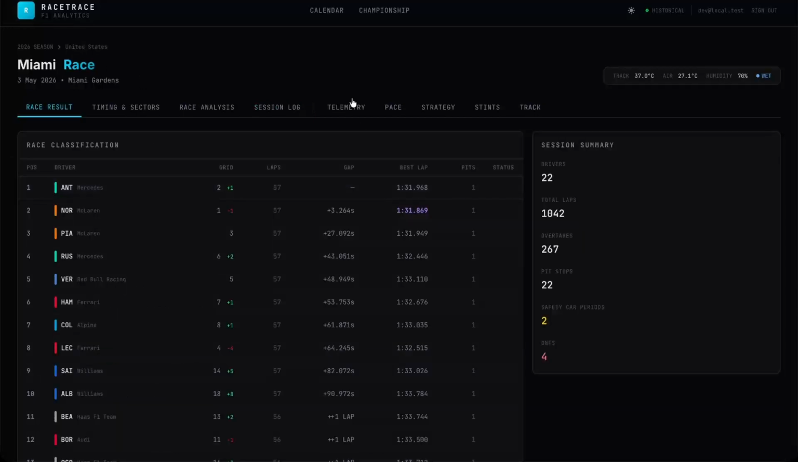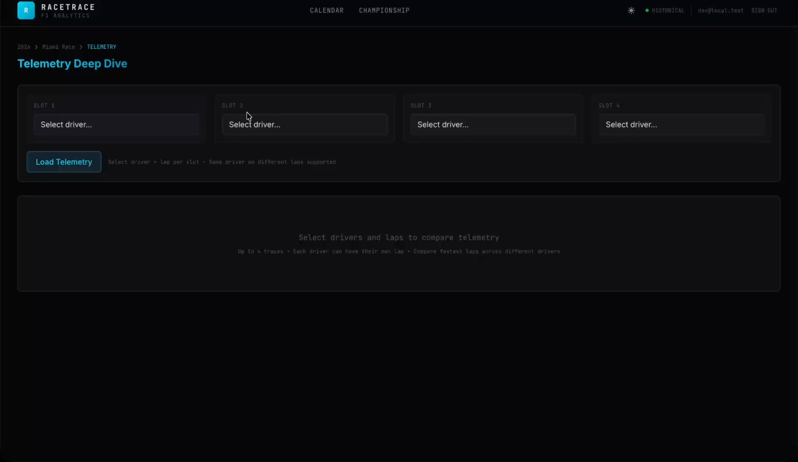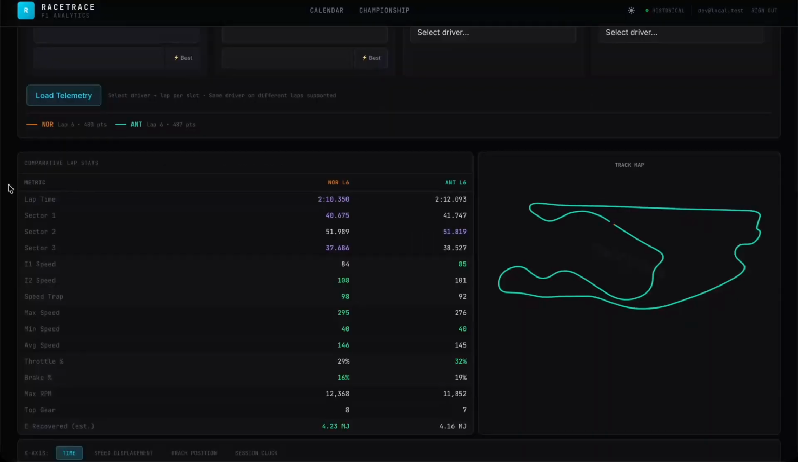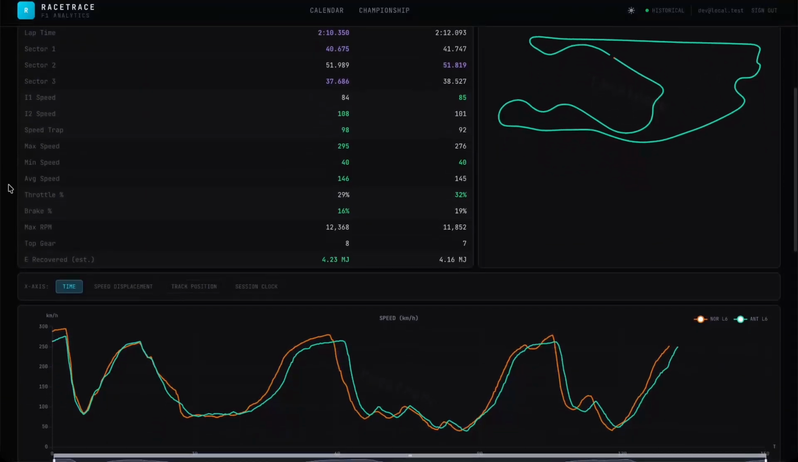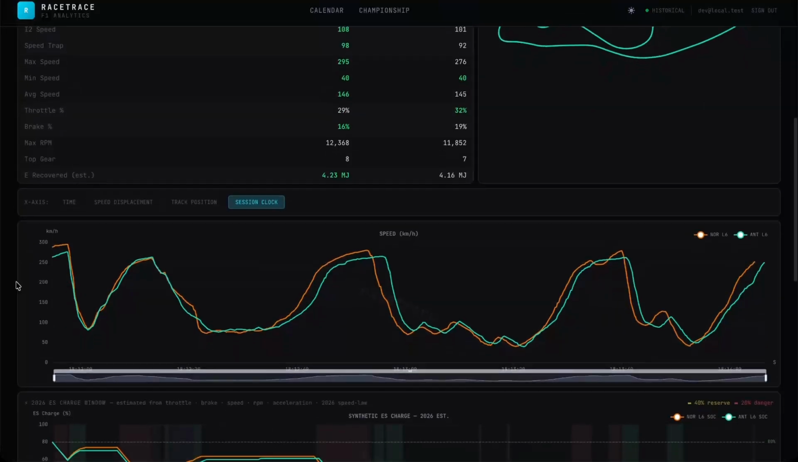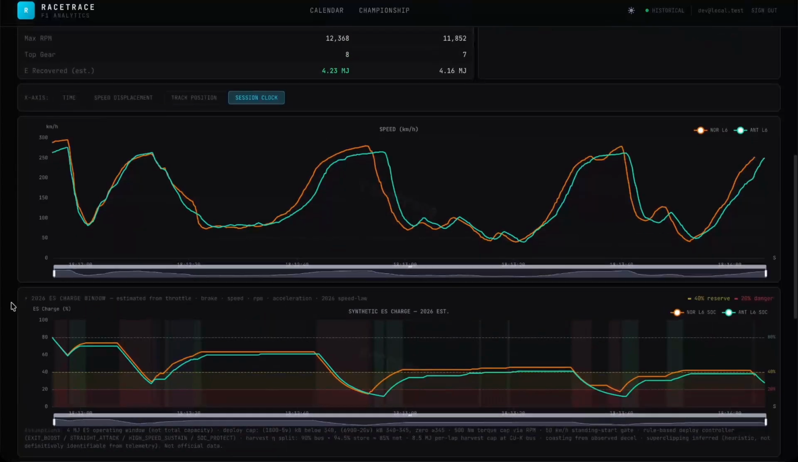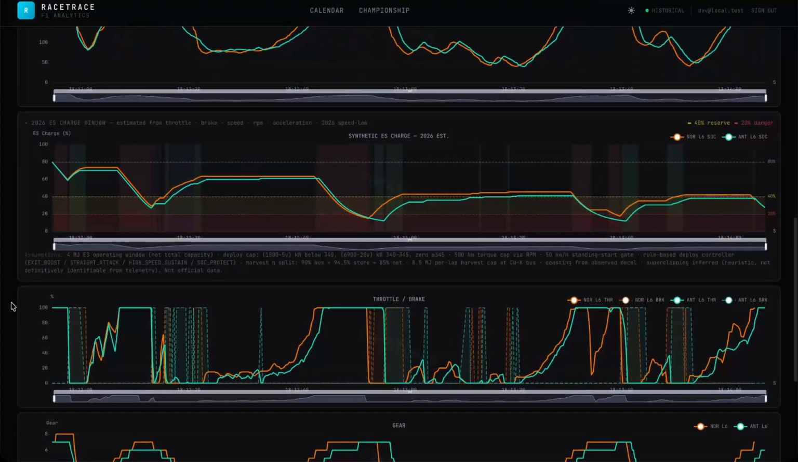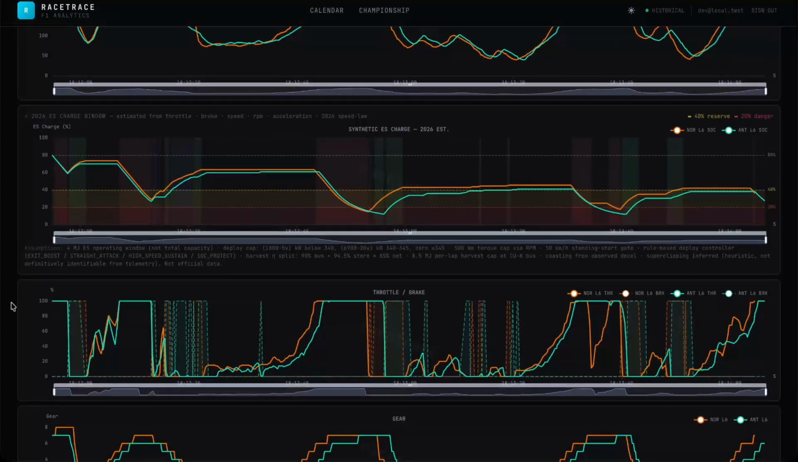I'm going to move over to the Miami race now for some examples of telemetry. So we can look at an overtake. For example, I'm going to look at Norris versus Antonelli on lap 6. We can see the 2 lap times, and we see the relative positions. From this one, it's probably more informative to look at it on the session clock. We can see the difference in speeds, how the two drivers are achieving their different lap times, as well as the relative state of charge and the differences in throttle and brake application.